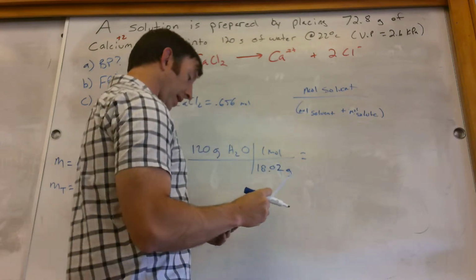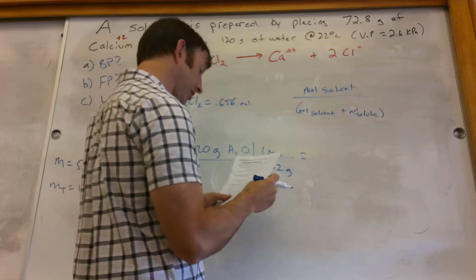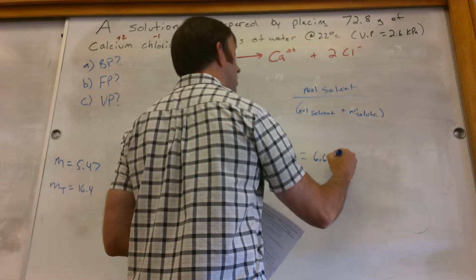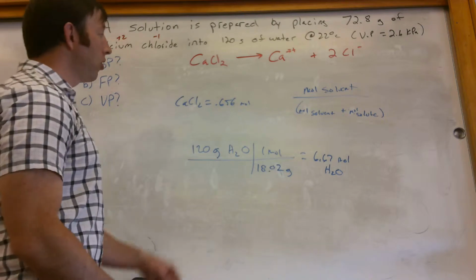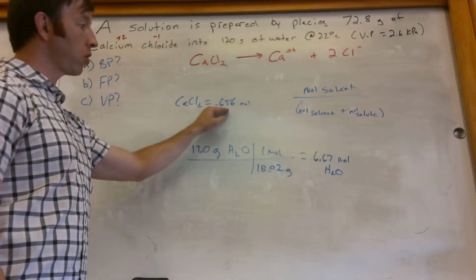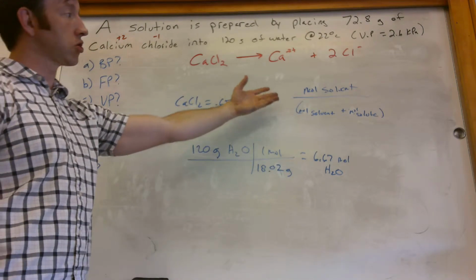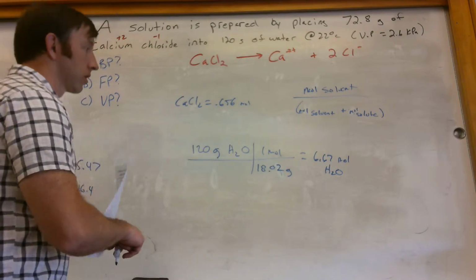And when I solve that, I get 6.67 moles of water. All right? So now I know my moles of solute, I know my moles of solvent. I can just plug those into my equation here.